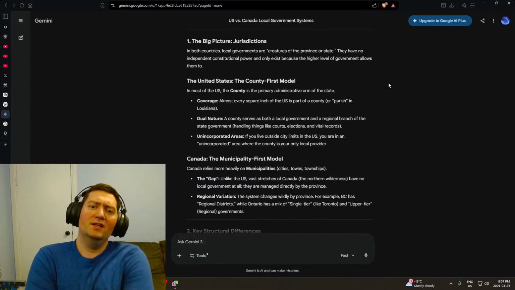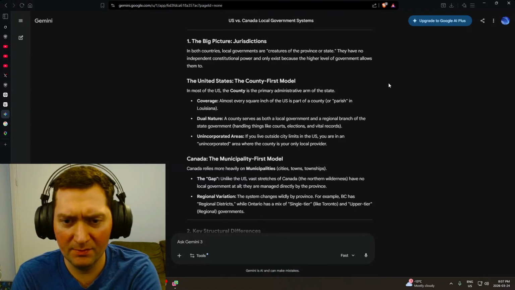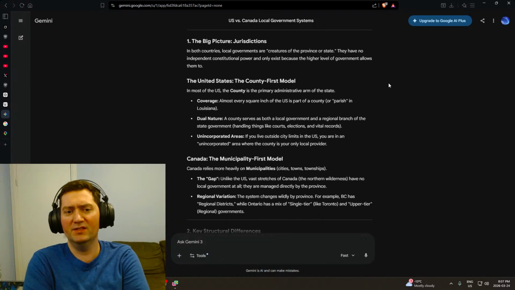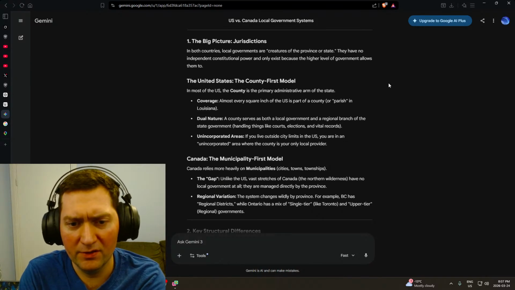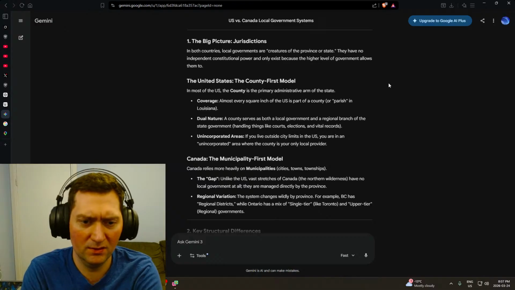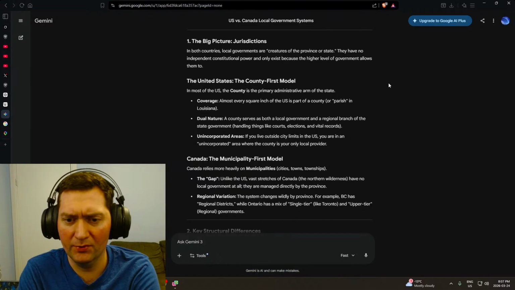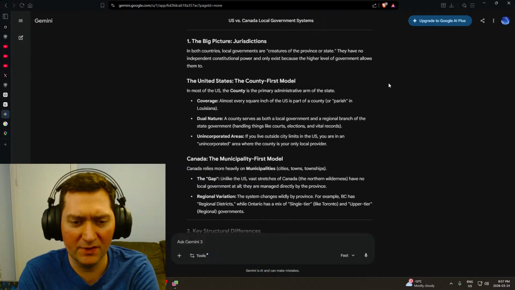The United States county-first model. In most of the US, the county is the primary administrative arm of the state. Coverage: almost every square inch of the US is part of a county. Dual nature: the county serves as both a local government and a regional branch of the state government.